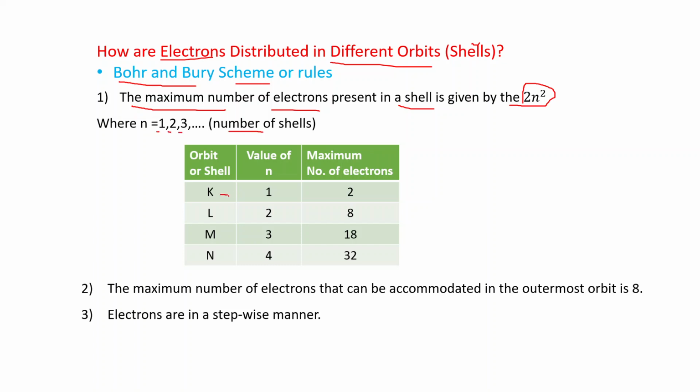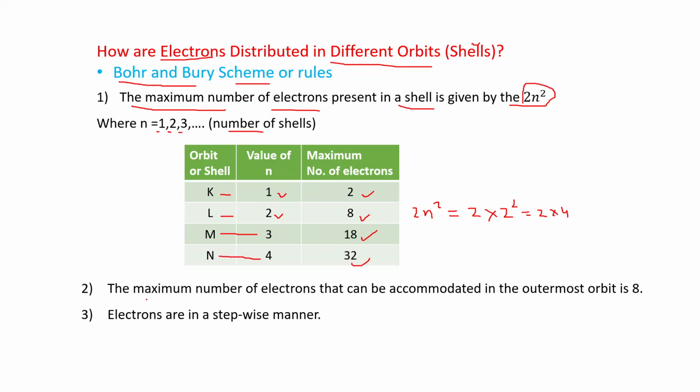It means in the K shell, the value of n is equal to 1, maximum number of electrons is 2. In the L shell, where the value of n is 2, maximum number of electrons is 8. You can find out 2n². Put the value of n as 2, that is 2 into 2 squared, that is 2 into 4, which is equal to 8. In the same way, in the M shell, where the value of n is equal to 3, 18 electrons are there. These are the maximum electrons. When n is equal to 4, 32 maximum electrons are there.